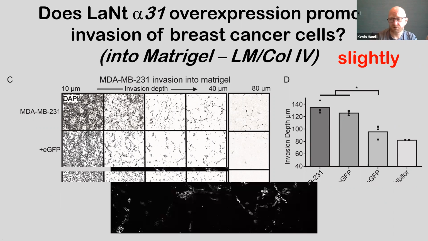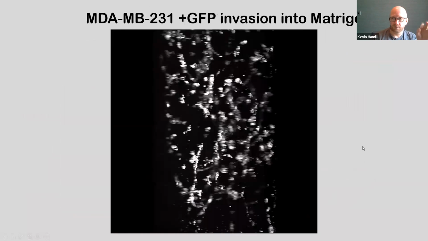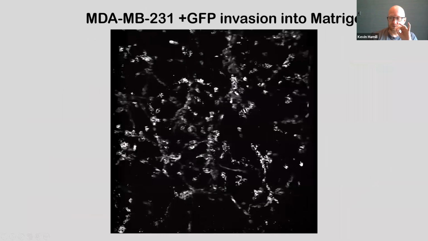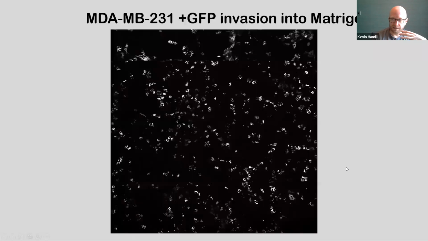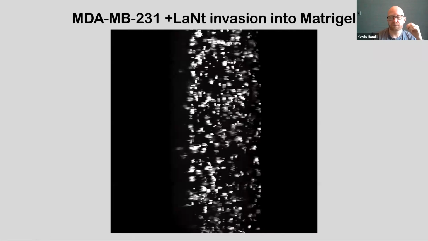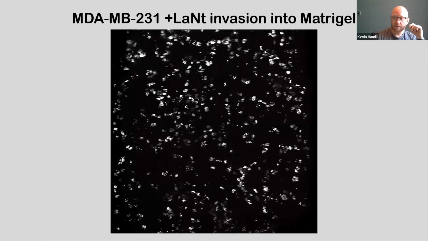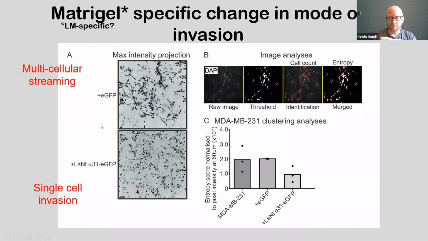What was perhaps more striking is that when normal MDA-MB-231 cells invade into Matrigel, they do so with this multicellular streaming, where they go together as a group. Whereas when we have overexpressed the LaNT protein, it's individual cells that invade instead. You can see that with a maximum intensity projection. So this laminin-specific phenotype, we get multicellular streaming normally, but we lose that when we have excess LaNT. So we lose this cohesion of invasion.